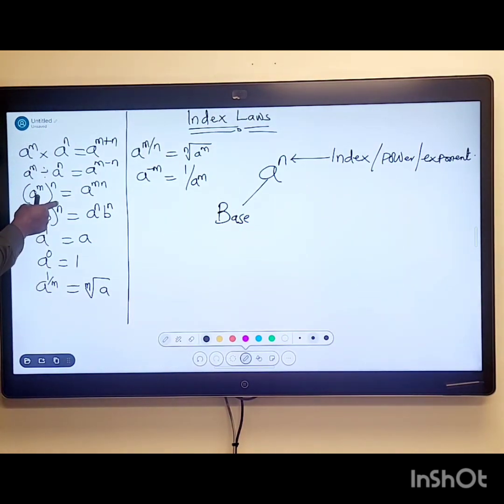ab raised to power n. What does that mean? It means this power must go with everything you have in your parentheses. And that's why we have a raised to power n, b raised to power n.